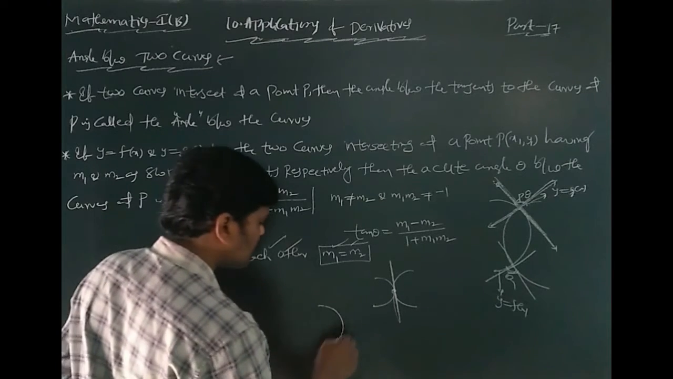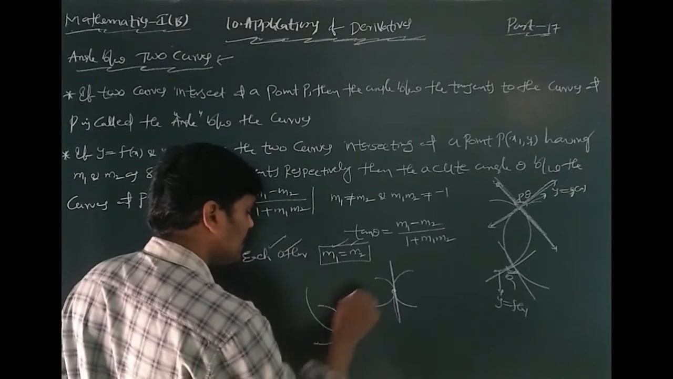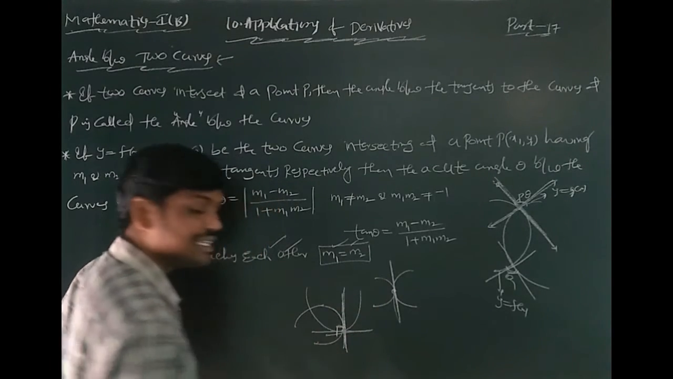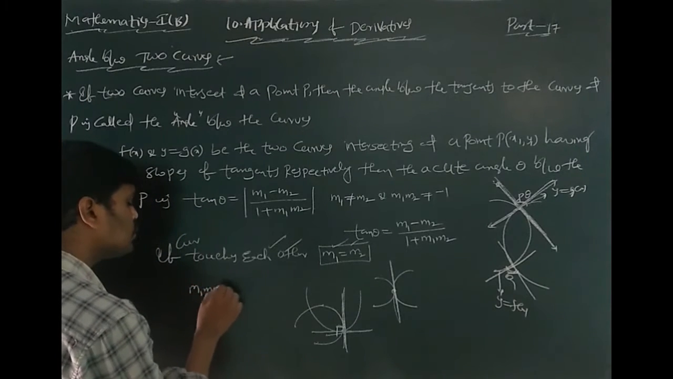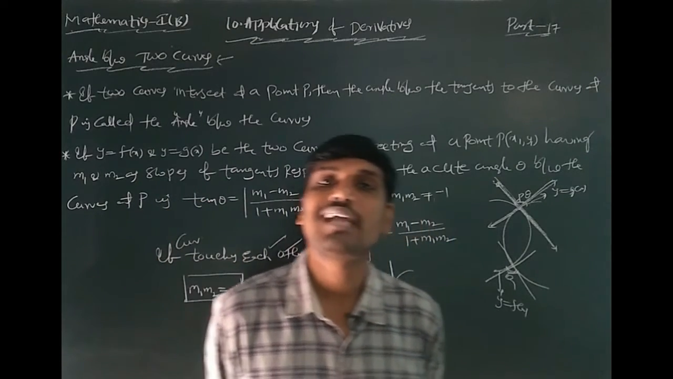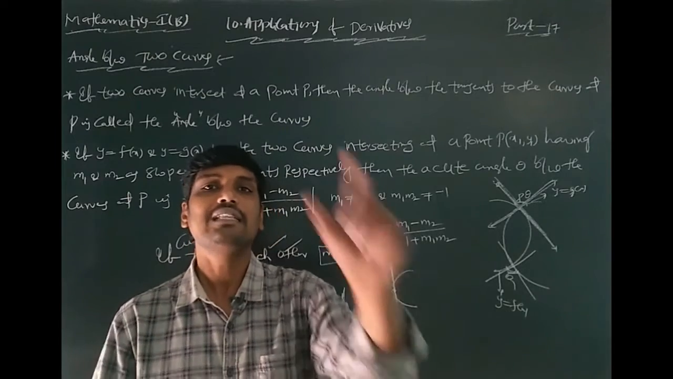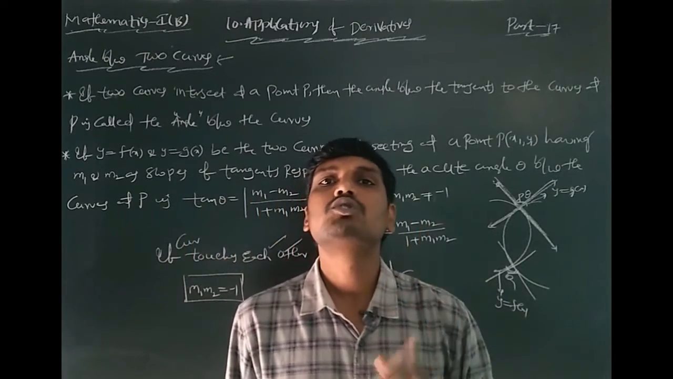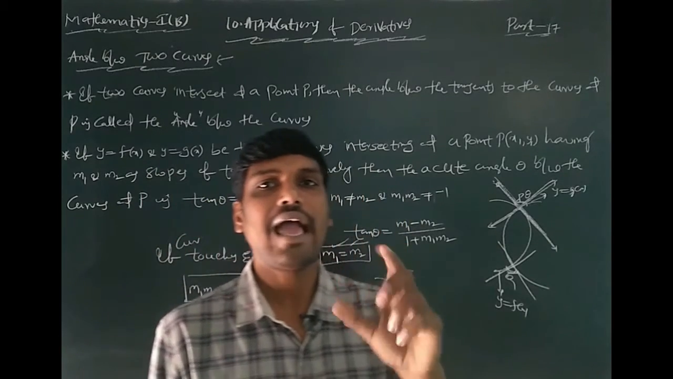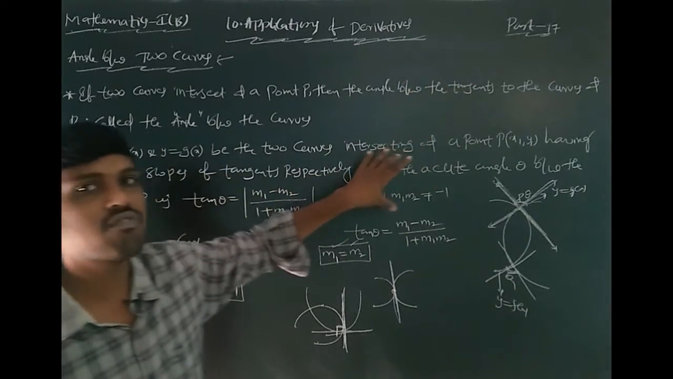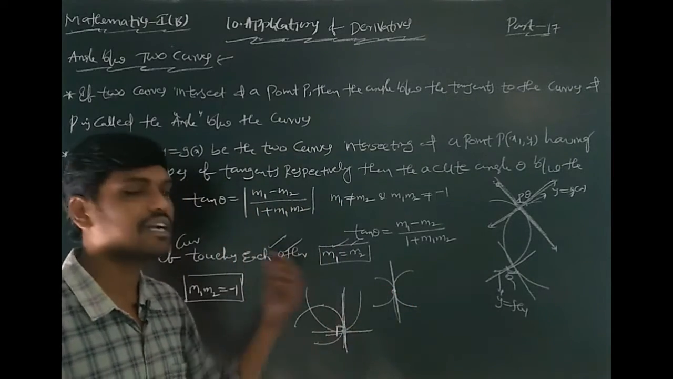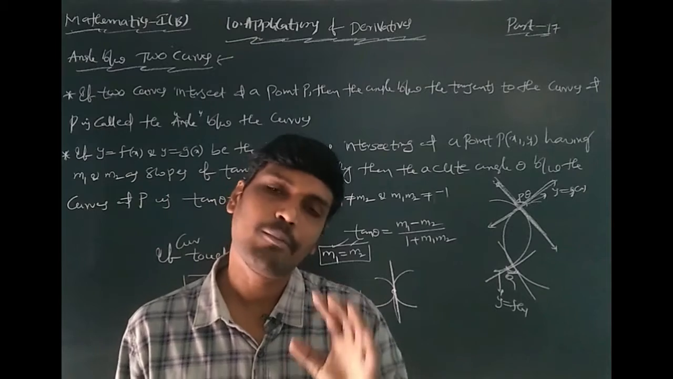After that, if two curves are perpendicular to each other, then m1 into m2 is equal to minus 1. The product of the slopes of the tangents is equal to minus 1. In that case, the two curves are mutually perpendicular, or the angle between the two curves is 90 degrees. This is the definition of the angle between two curves. This is the formula, this is the diagram. Okay, students, understood or not? This is the condition to touch each other. This is the condition to be perpendicular to each other, or mutually perpendicular.